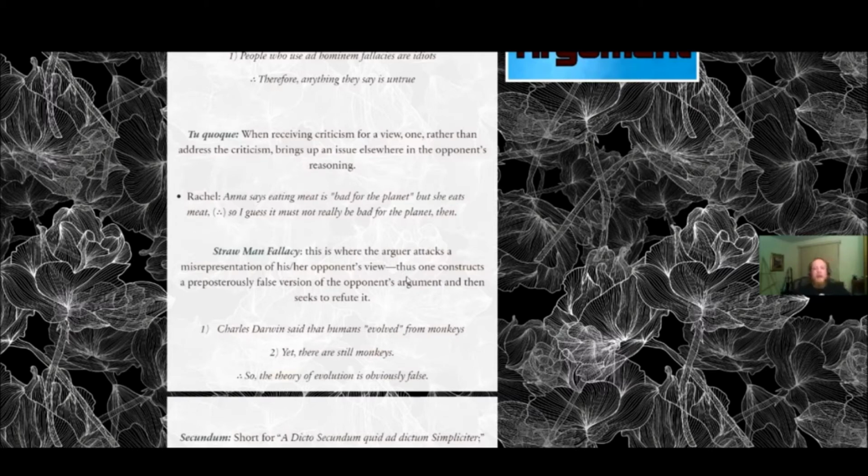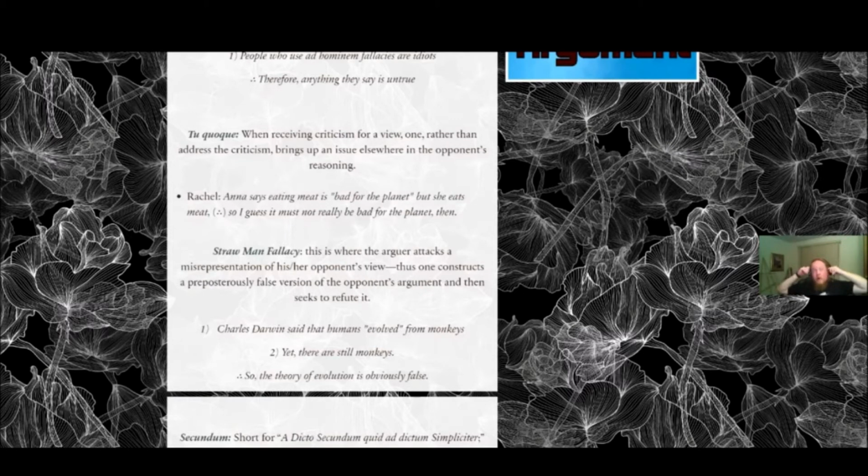And another form of ad hominem is the straw man fallacy. This is where you attack a misrepresentation of your opponent's view. So you say, oh, these people believe this. So you construct a made-up version of what somebody's saying, where it's not really what they're saying, but a made-up version. And then you basically try and beat it up, and you're like, I beat them. But no, you didn't beat them up. You beat up the mannequin version of their argument.